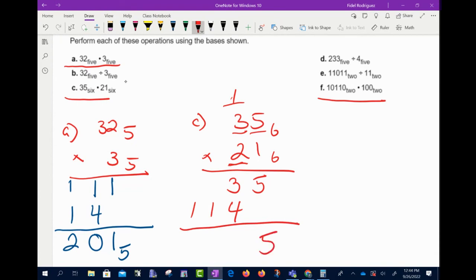We're going to add. Look, here's 5. What does 3 plus 4 give me? 7. But I'm in base 6. That means that there's a 1 and there's another 6. Okay? So 1 and 1 gives me 2, and bring that 1 right there. And so my answer is 1215 base 6. Okay.